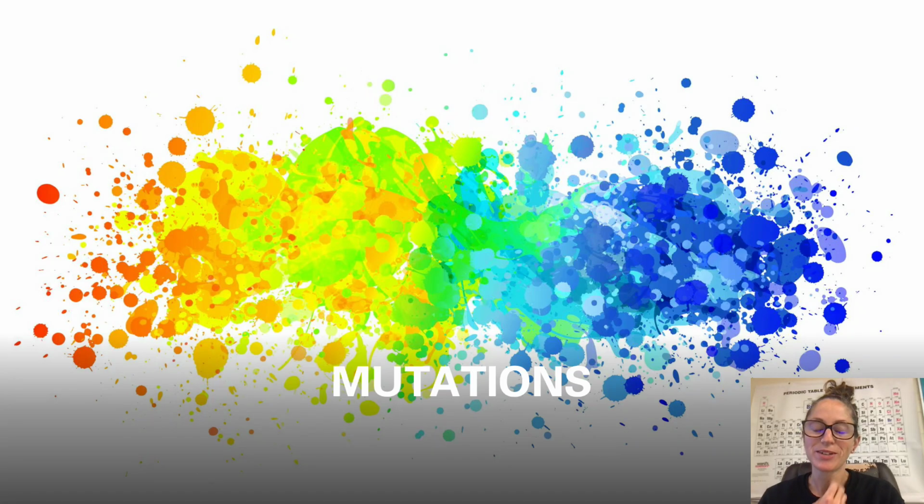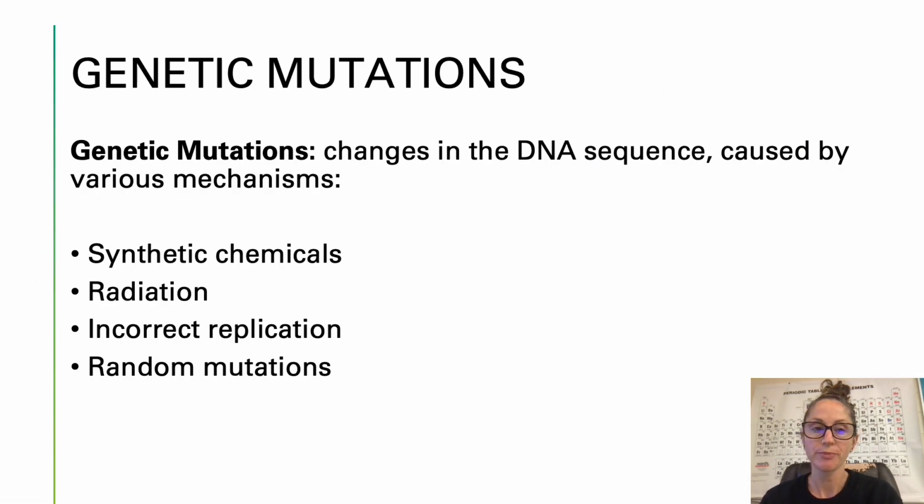In this lesson, we are going to talk about mutations that may occur in DNA and their potential effects on the organism. So first of all, a genetic mutation is any change in the DNA sequence caused by various mechanisms, which could be exposure to synthetic chemicals or to radiation. It can also be caused by incorrect replication and just random mutations that may occur in cell division.